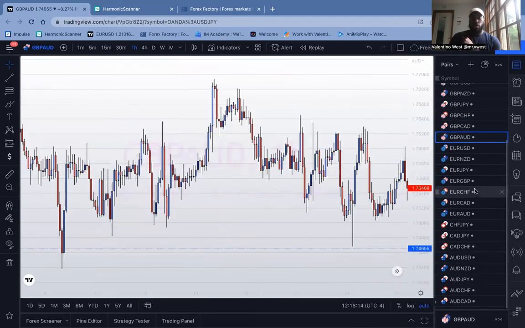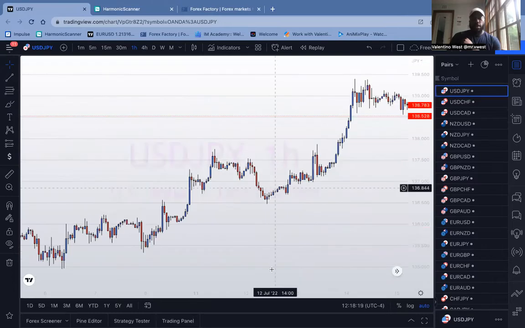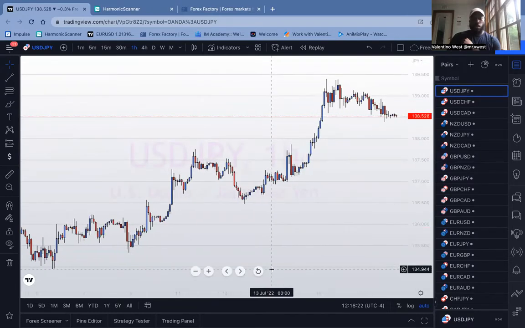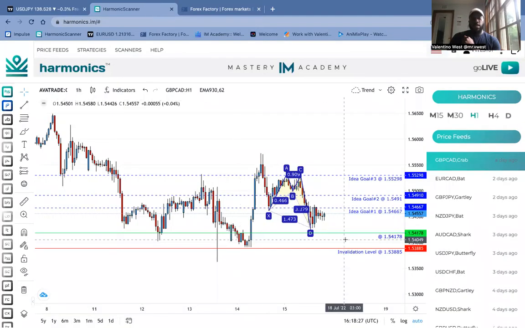So I'll just show you what that looks like. And you know what that looks like since you've been through the academy. A trend simply is just the market moving in one direction. What overall direction is it moving in? Because what's going to happen is the scan is going to call out a buy, which is when the D point is here and the idea goals are above.